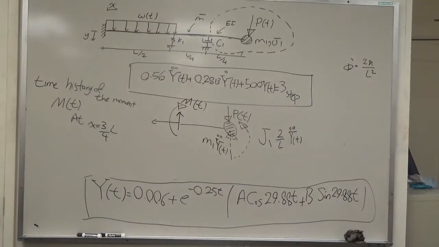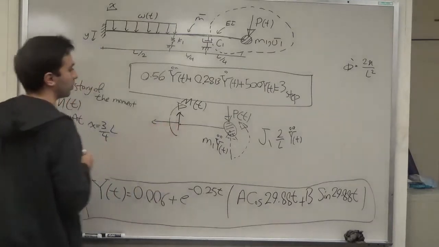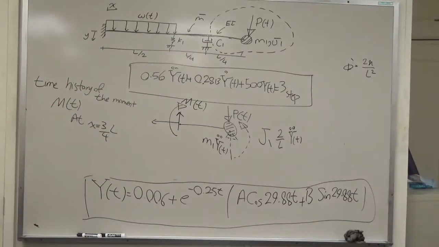At that point, if I want M of t, I just sum moments, and that's it. You have values for M1, you have values for J1, you have values for P of t, you have values for everything. And y double dot, of course, would require that you take a derivative of the equation that you see in that box, once the A and B were known.